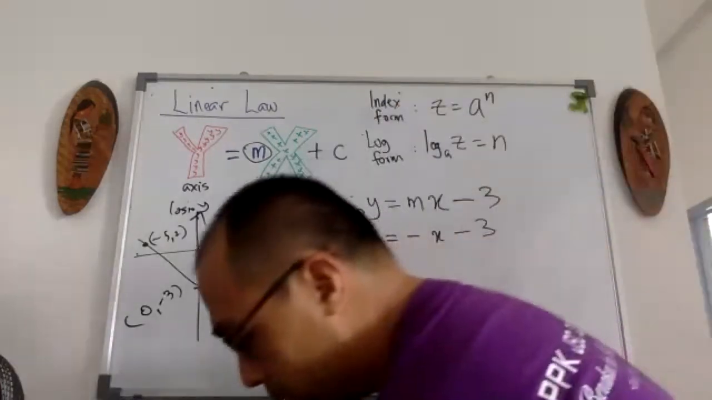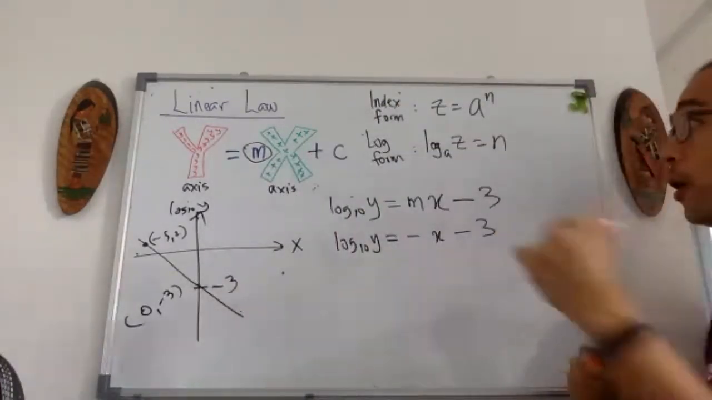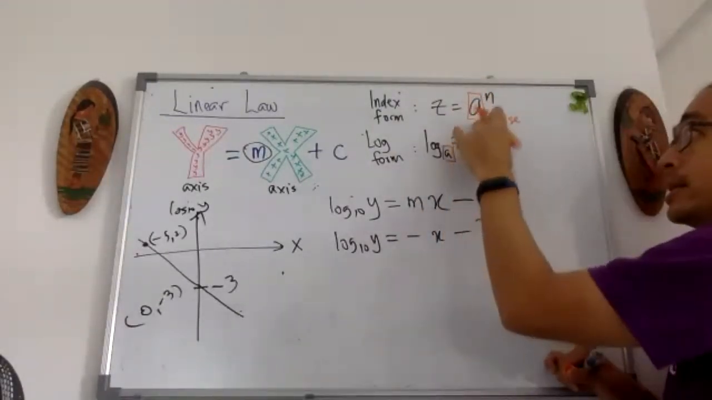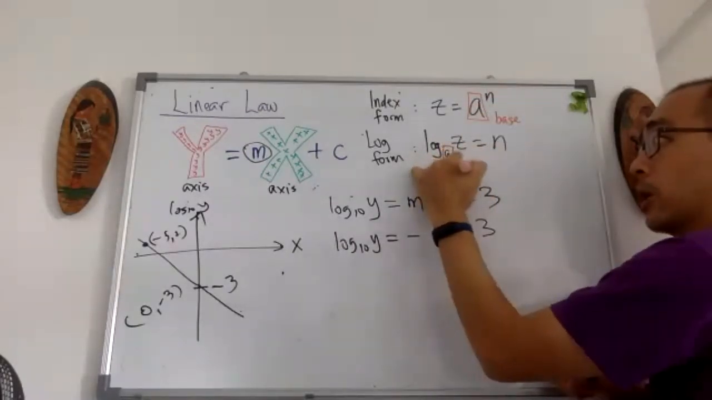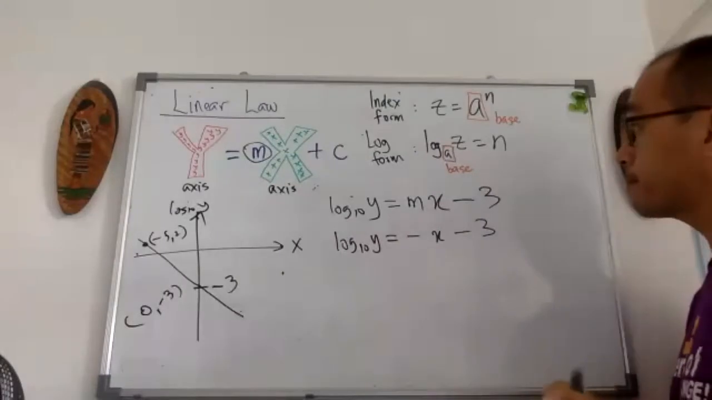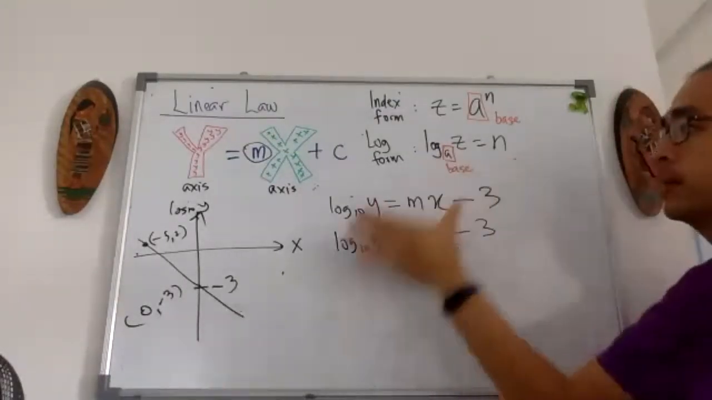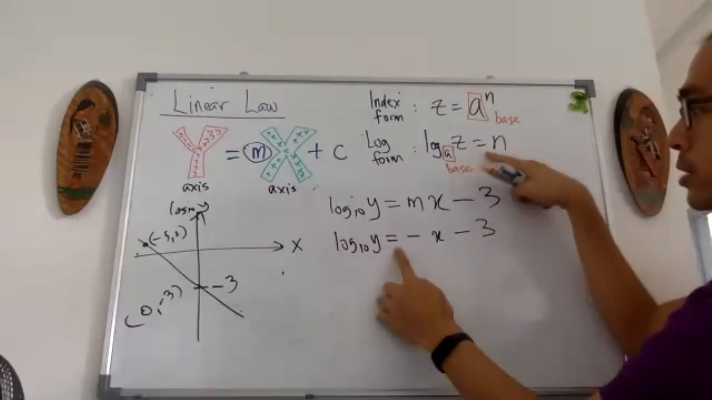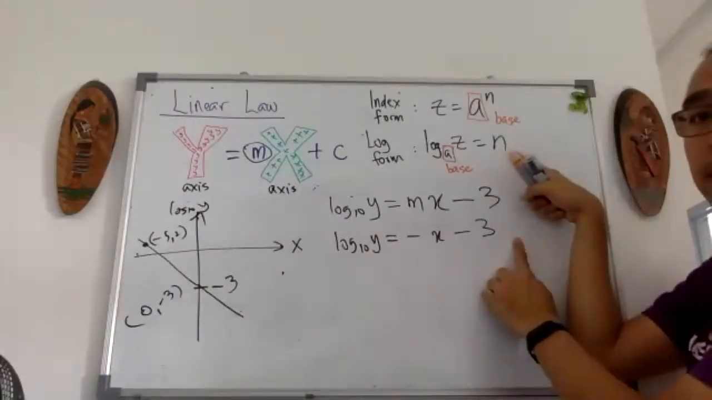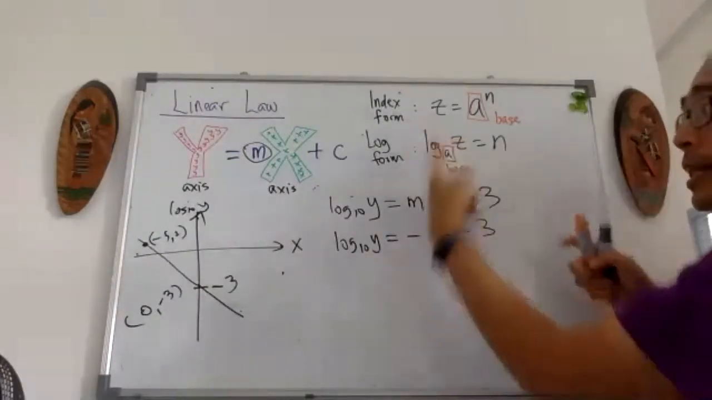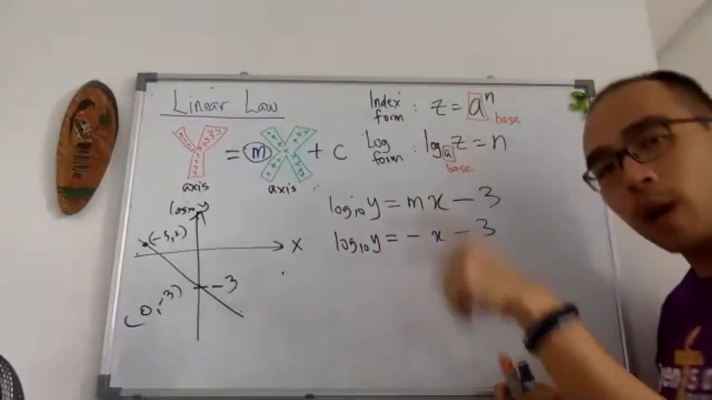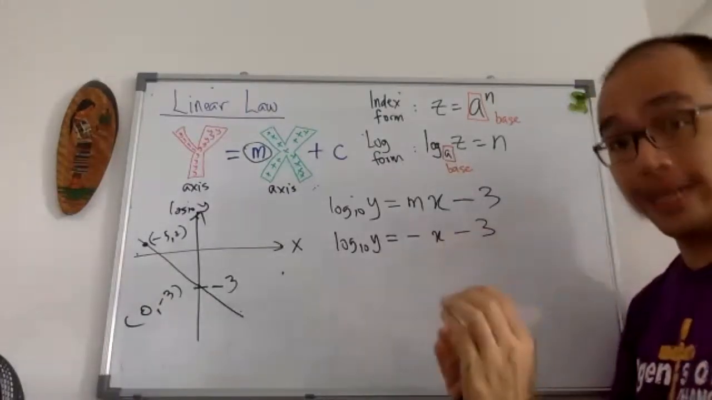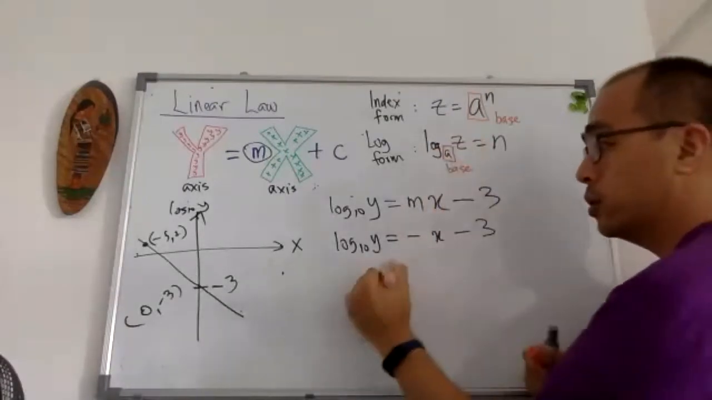An easy way to remember how to change between index form and log form is to remember that this is the base in index form, and this is the base in log form. So now look at this shape and look at this. Log a z equals to n. If I'm going to change it back into index form, my aim is to get y as the subject head. I want y to be the subject head, not log 10y. I want y only. So in order for me to do that, I need to bring the log over.